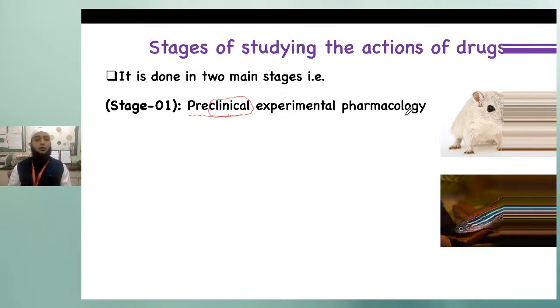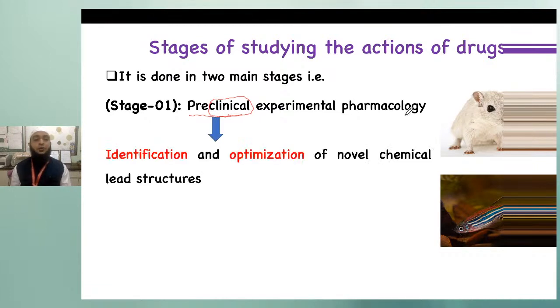Now let's see what we are doing in preclinical experimental pharmacology. In the preclinical study, we are doing identification and optimization of novel chemical lead structures. Now you have certain chemicals with you, but you don't know whether they have good pharmacological action, whether they can be used as a drug or cannot be used as a drug.